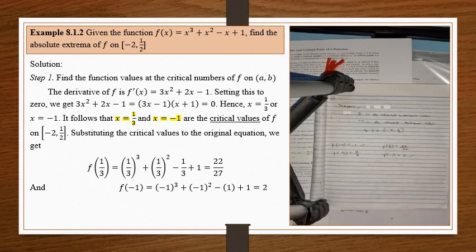So, ito yung gagawin ninyo. Compare ninyo yung apat. Tapos, kung may negative, automatic na siya yung pinakamaliit, or the absolute minimum value. And then, tingnan ninyo kung ano yung pinaka-largest value. So, eto siya. Galing siya dito.